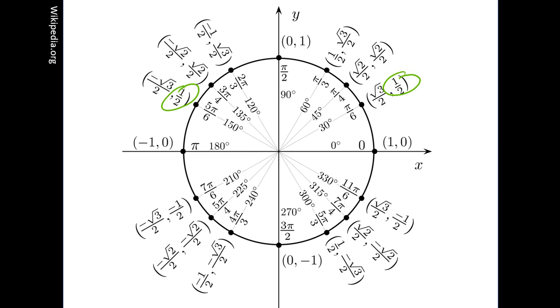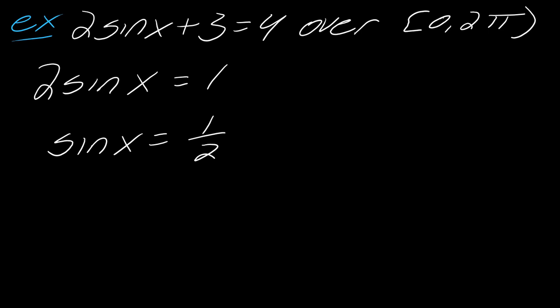And so obviously we're in radians, so that's going to be 5 pi over 6 and pi over 6. So those would be my two solutions, pi over 6 and 5 pi over 6.